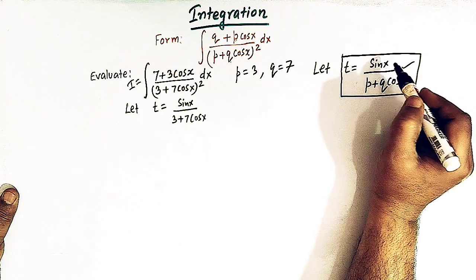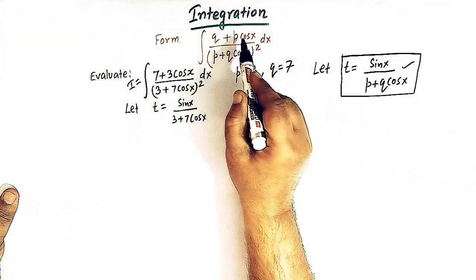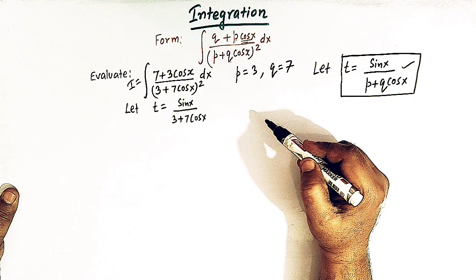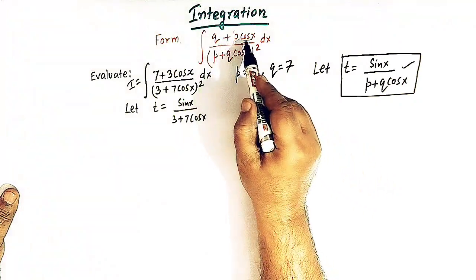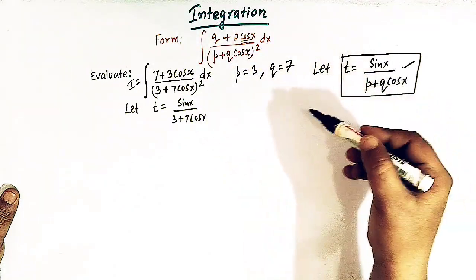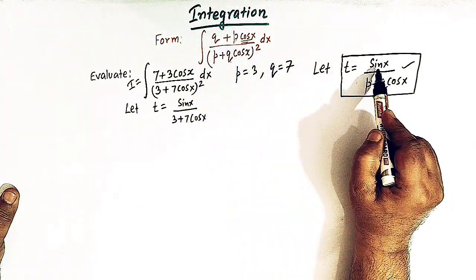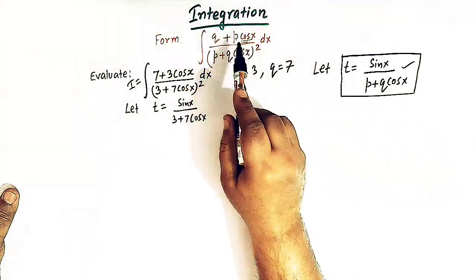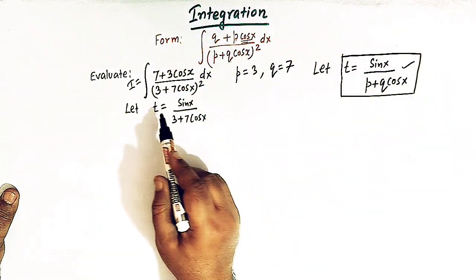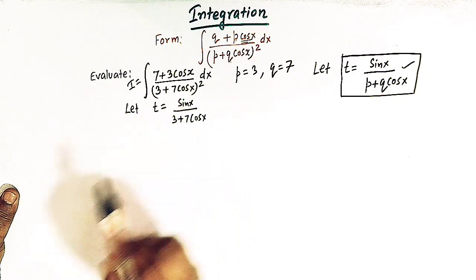And we can also visualize that this sin x is the derivative of this term, that is cos x, if we omit the negative sign, right? Because the derivative of cosine x is the negative sin x. So just for the sake of memorization, we can visualize that this sin x is the derivative of cosine x excluding the negative sign, right? So now our substitution is t is equal to sine x over 3 plus 7 cos x.